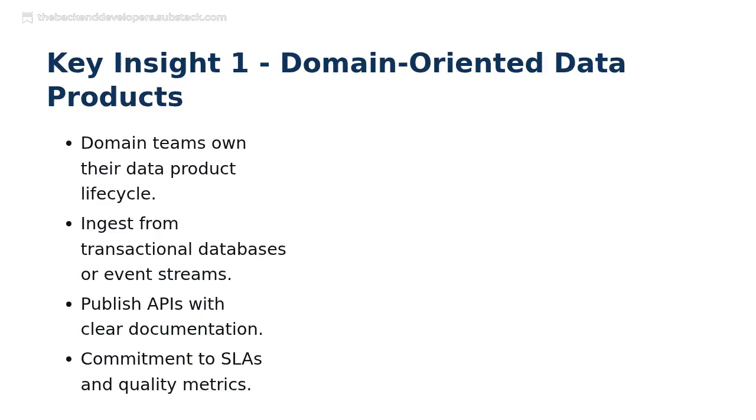Domain teams are empowered to own their entire data product lifecycle, ensuring accountability and agility. They ingest data from both transactional databases and event streams, which allows for real-time insights. Additionally, publishing APIs with clear documentation facilitates easier access for consumers. Finally, a commitment to service-level agreements and quality metrics fosters trust and reliability in data usage.